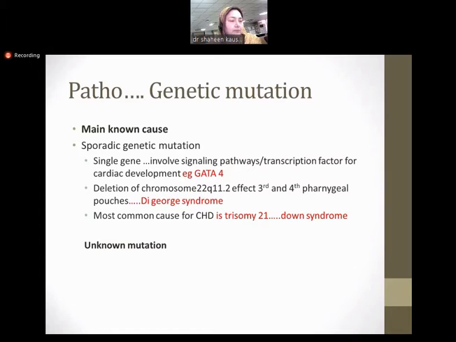Then comes the deletion of chromosome 22q11.2, which affects the third and fourth pharyngeal pouches. If you remember your embryology, these third and fourth pharyngeal pouches are responsible for heart development, and so this deletion may lead to defects in heart development and congenital heart disorders. The best example is DiGeorge syndrome. Another most common cause of congenital heart defect is trisomy 21, which leads to Down syndrome. There are also unknown mutations which may cause these heart defects.